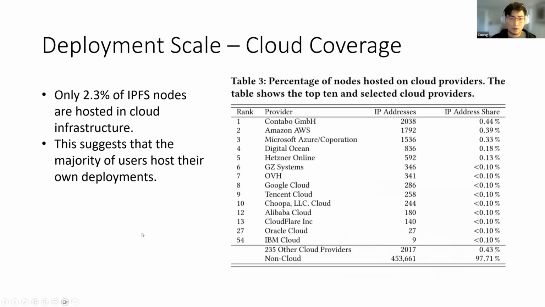Surprisingly, only 2.3% of the IPFS nodes are hosted in cloud infrastructure. This suggests that the majority of users host their own deployments, and this is important for a decentralized system because they don't want the nodes to be hosted on just a few cloud providers.